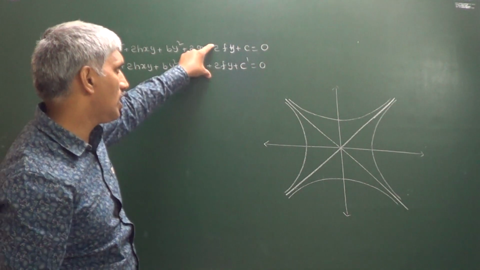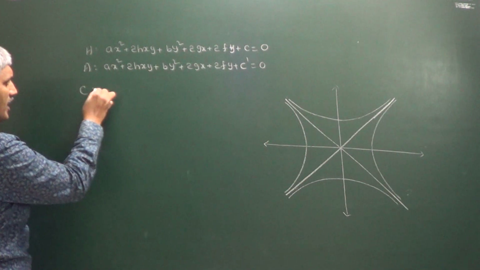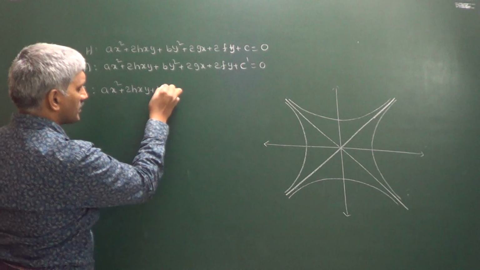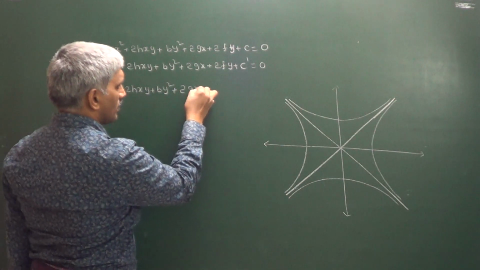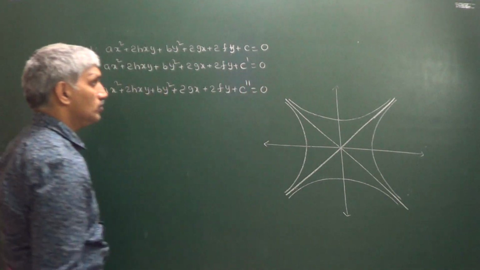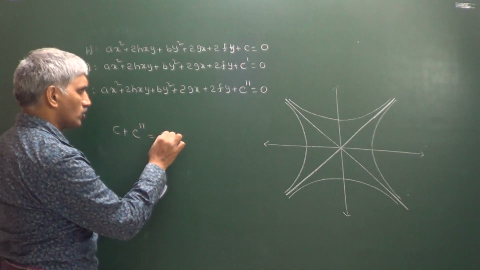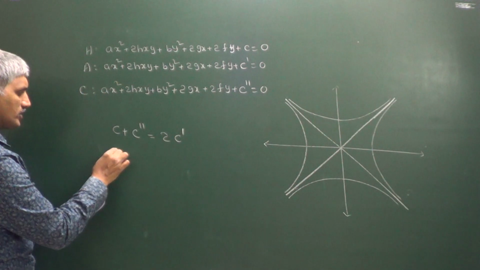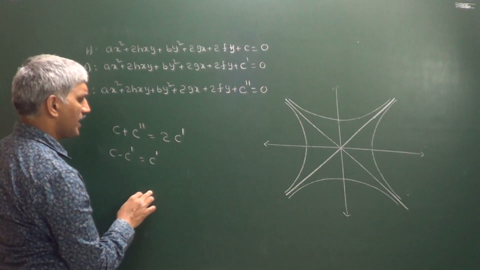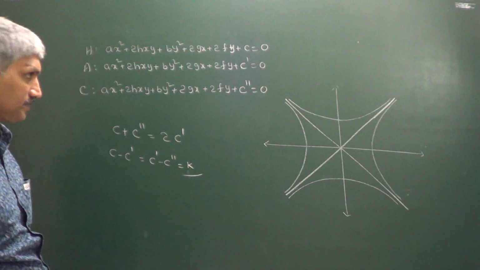Why? Because a hyperbola and its asymptotes differ by a constant only. Now I can take the conjugate hyperbola equation as ax square plus 2hxy plus by square plus 2gx plus 2fy plus c double dash is equal to 0. So from this we can say c plus c double dash is equal to 2 times c dash. From this I can write c minus c dash is equal to c dash minus c double dash, that is equal to some constant k.